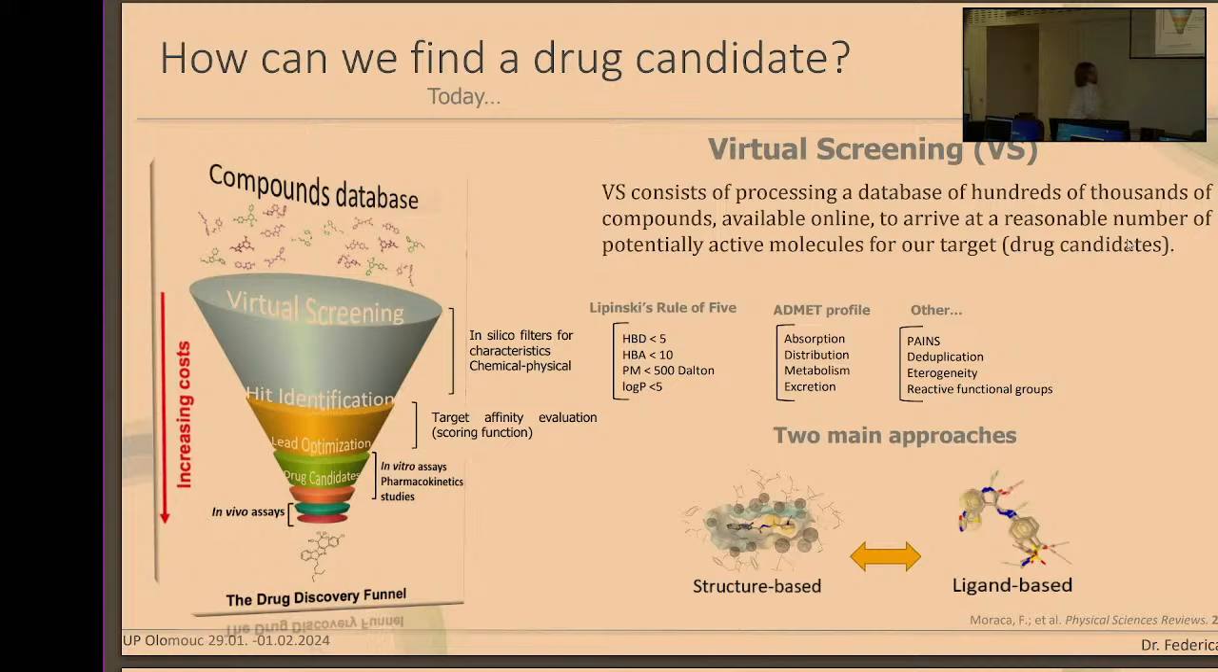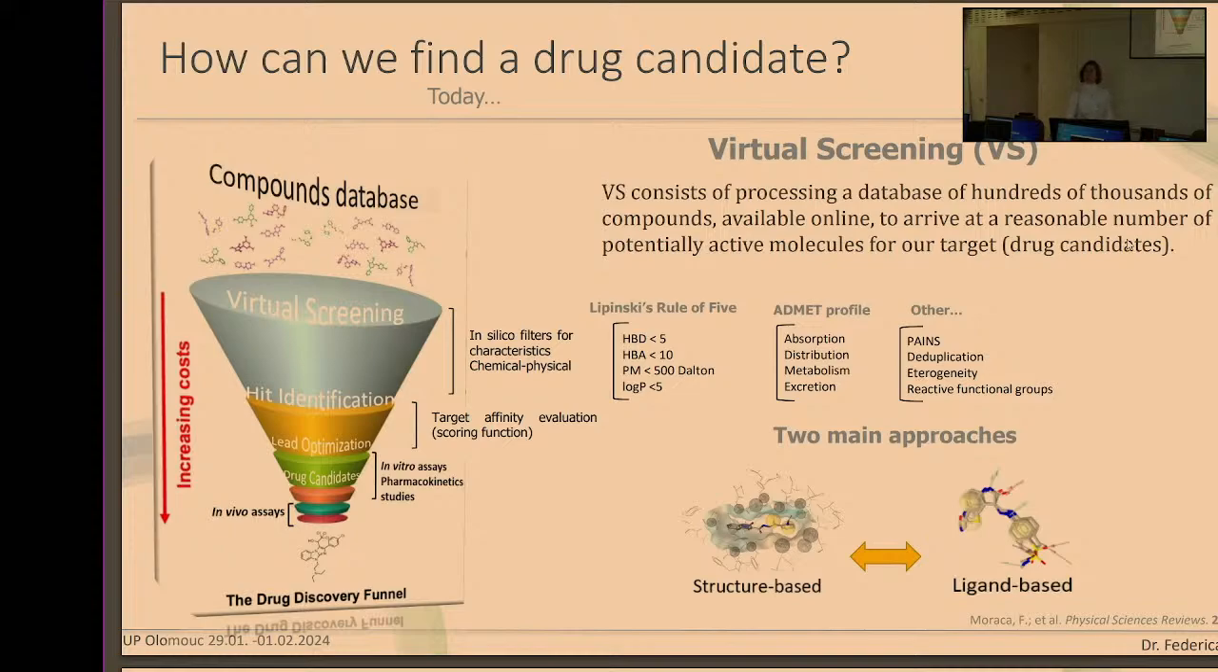for which we have seen yesterday the importance of avoiding PAINS molecules. Then deduplication, because sometimes we have to be careful when we choose our database, as in our original database molecules are sometimes duplicated. So the first step is to avoid duplicate molecules in order to save time in the calculation.